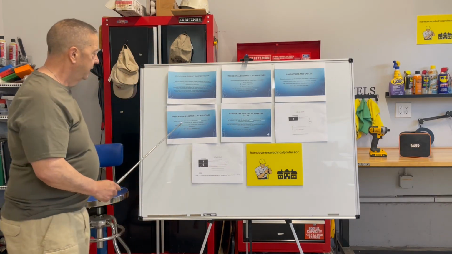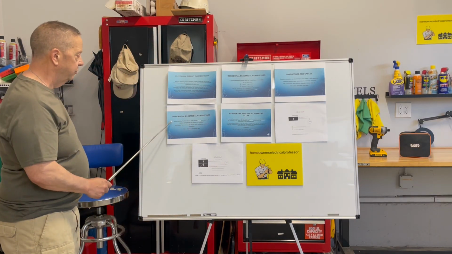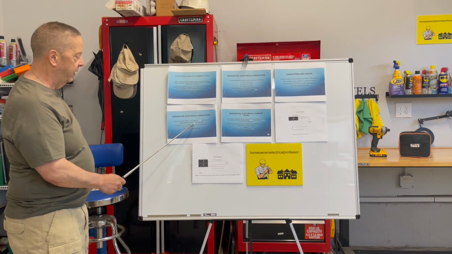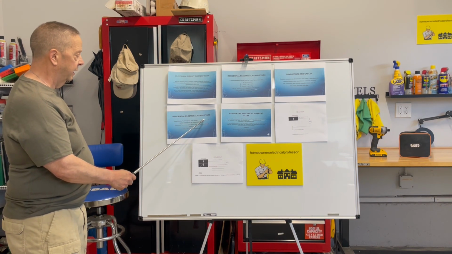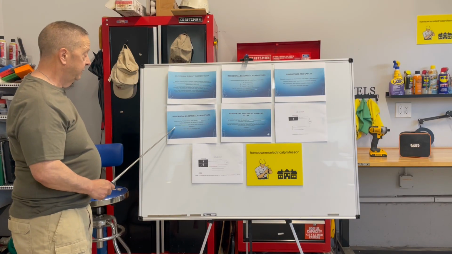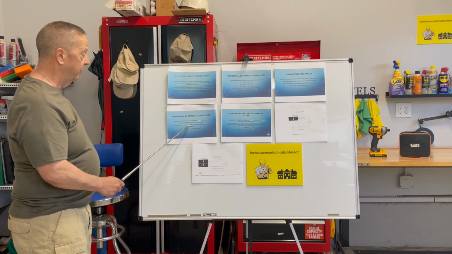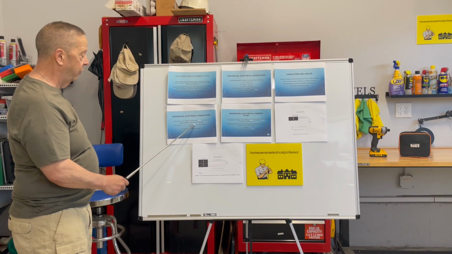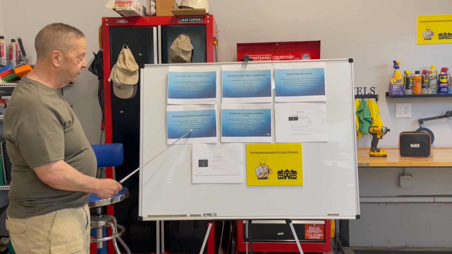Residential electrical conductors, remember, the hot, the black or the red, and neutral white conductors are current carrying and will always be insulated. The ground, green or bare, should only carry current during fault conditions. We'll do more on fault conditions later.